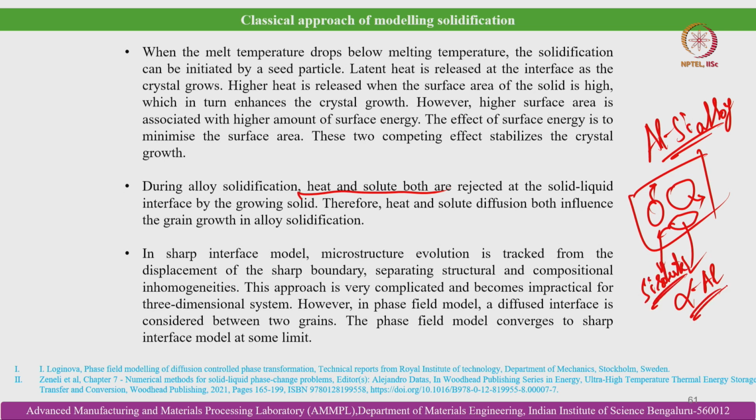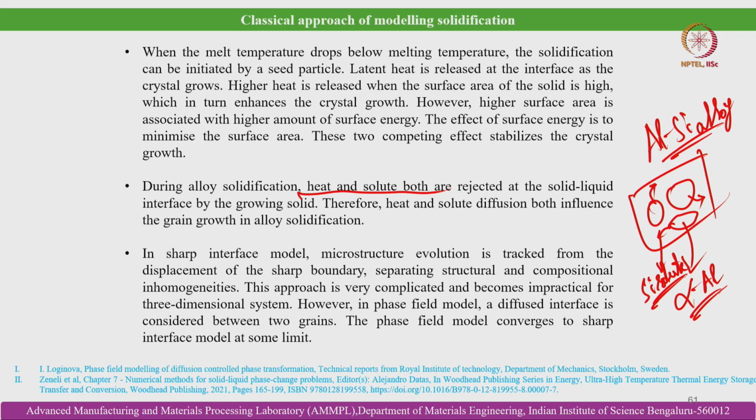So here, what is discussed is that during alloy solidification, heat and solute both are rejected at the solid liquid interface by the growing solid. Therefore, heat and solute diffusion both influence the grain growth in alloy solidification. In the sharp interface model, microstructure evolution is tracked from the displacement of the sharp boundary, separating structural and compositional inhomogeneities. This approach is very complicated and becomes impractical for 3-dimensional systems.